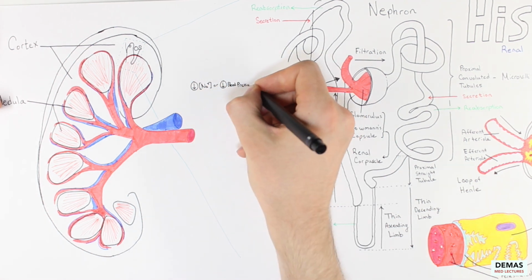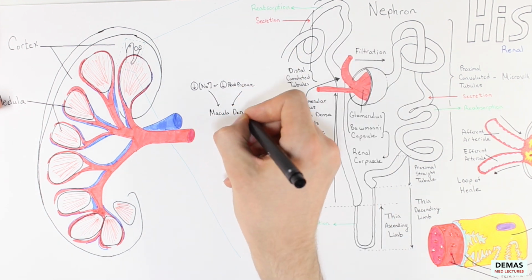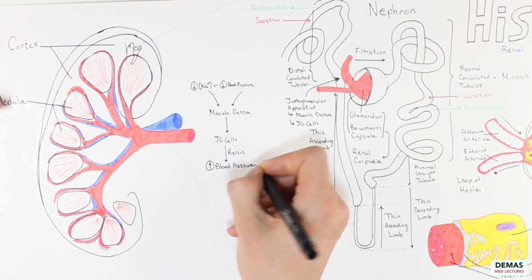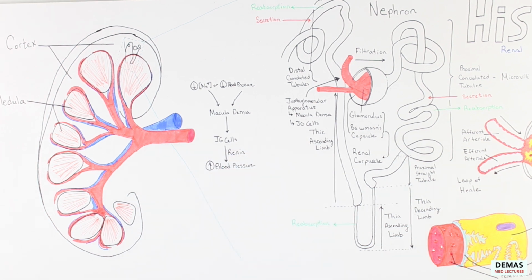The macula densa cells sense the low sodium levels or blood pressure and in response signal to JG cells to secrete renin. Renin is involved in the renin-angiotensin-aldosterone system, which acts to increase the systemic blood pressure. Do not worry about the details of this pathway though, as it will be covered in a future lecture.